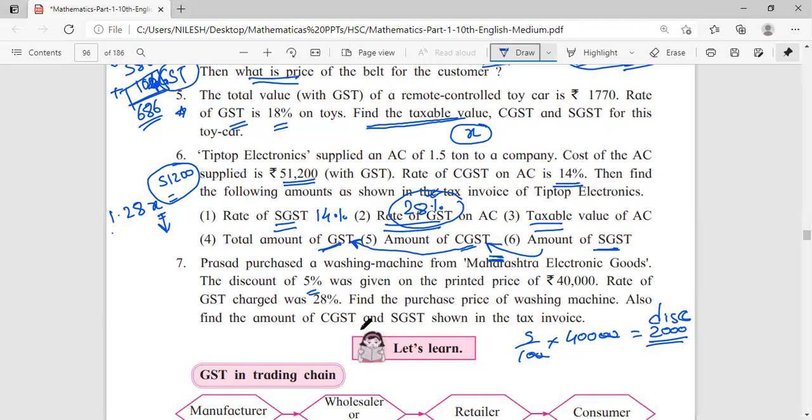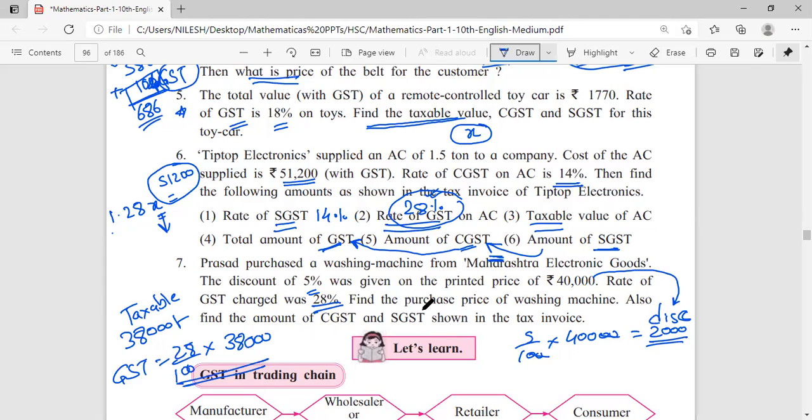So now what is the taxable amount? From 40,000, subtract the discount. 38,000. Exactly. Very good. Is your taxable amount, yes or no? How much is the GST? 28%. Over what? 38,000. Exactly. So your GST would be 28% of 38,000.